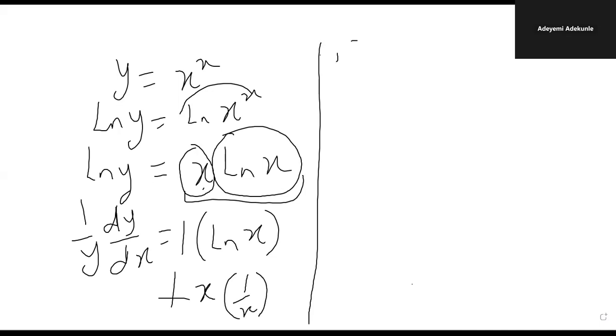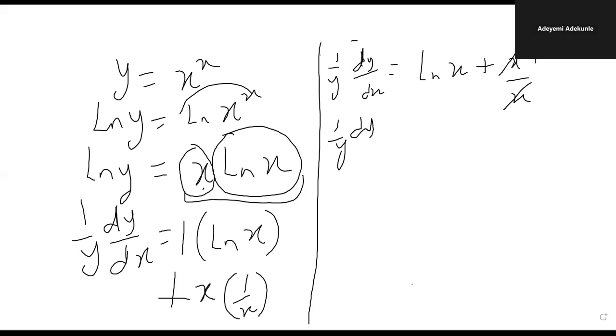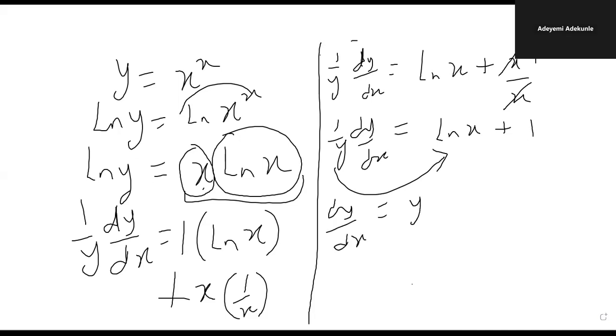So meaning we have 1 over y dy dx equals ln x plus x times 1 over x, which is x over x. Automatically, x over x will cancel, then we have 1 left, right? So 1 over y dy dx can be written as ln x plus 1. Taking y to the other side, like we normally do, we can say that our dy dx equals y into bracket of ln x plus 1.